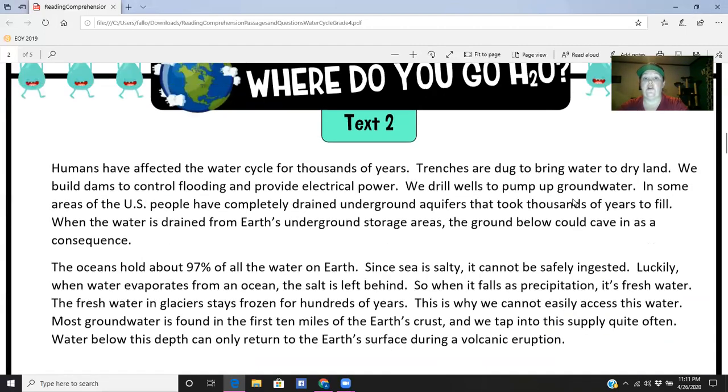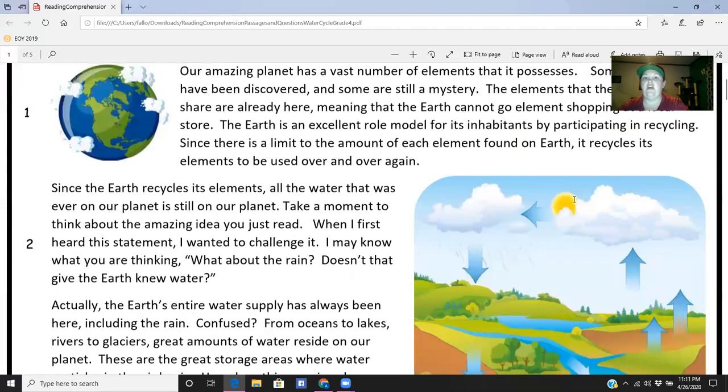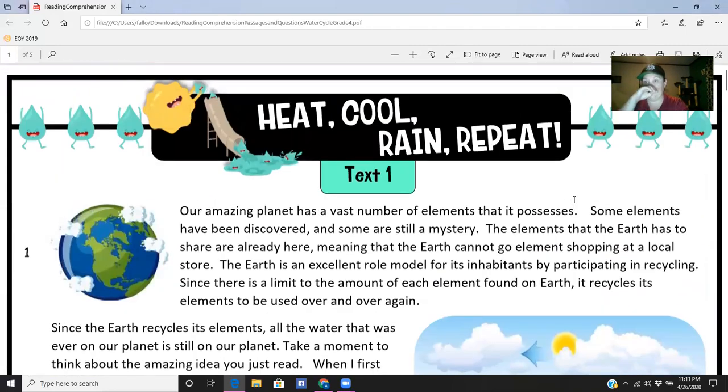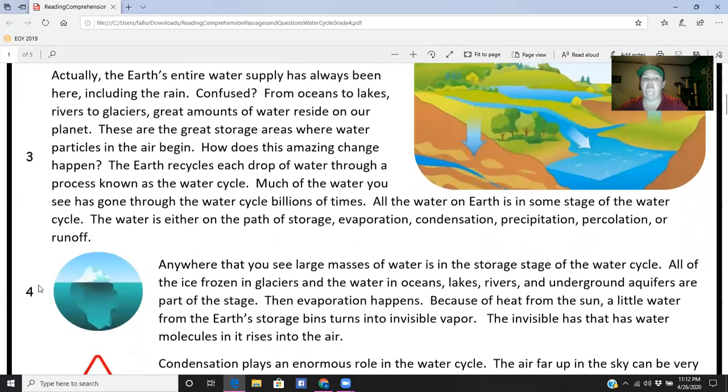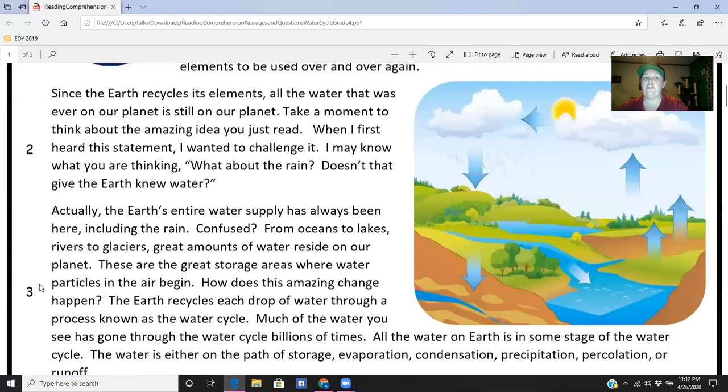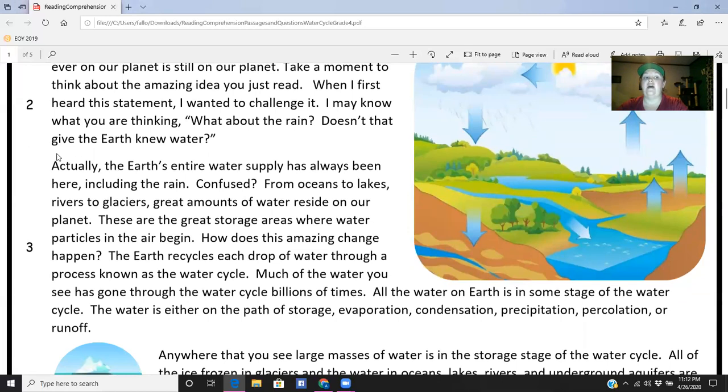So we're going to read the first text today, and then you'll have another video for the second text, and I'll go over the questions again when we get there. So, Heat, Cool, Rain, Repeat. Follow along with me. Notice this is a non-fiction text, and it has each paragraph labeled on the side for you. And if you remember from our questions, it specifically asks about paragraph 3. So I would definitely take a pen or a pencil and circle paragraph 3 because that's going to be important in our questions.